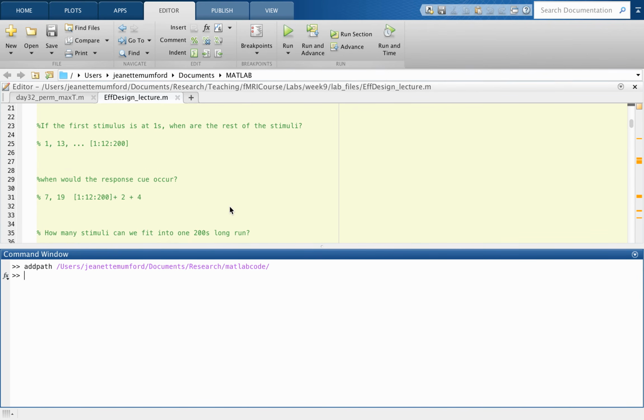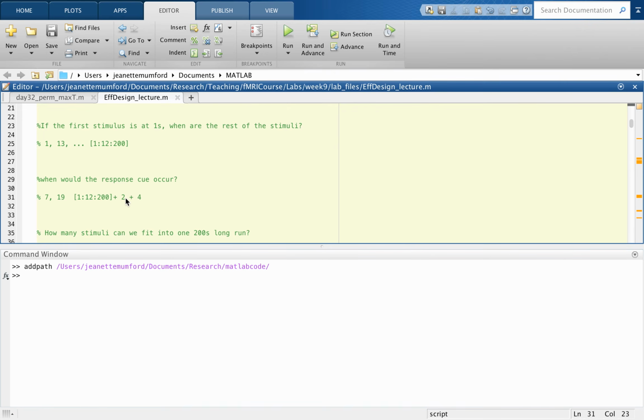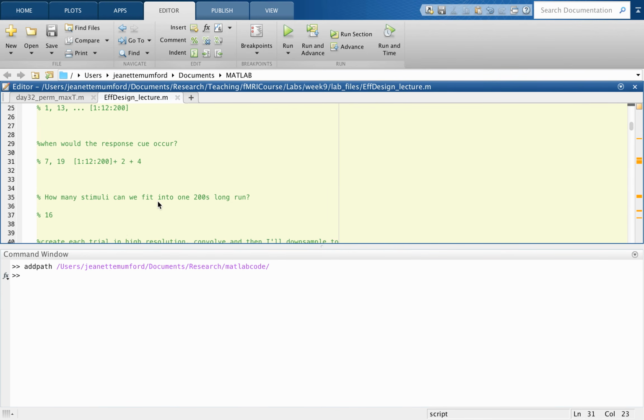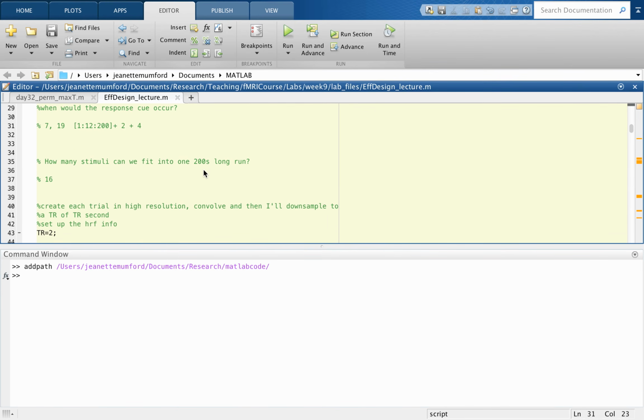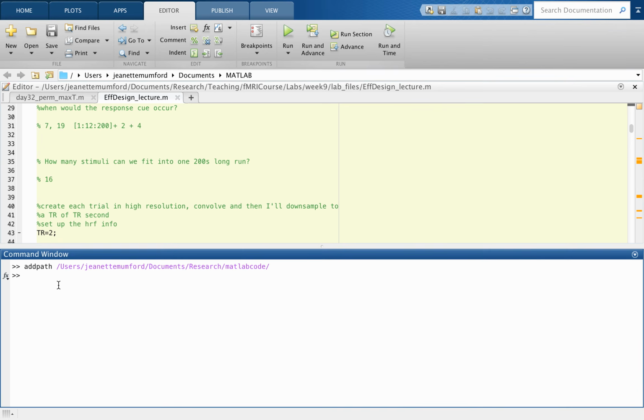And then to get the time that the response cue occurs, we're just going to take the 1 colon 12 colon 200, add the 2 seconds, which is the duration of the stimulus, and then add 4, which is the fixation. How many stimuli can we fit into a 200-second long run? You can do the math and figure that out. It's 16. Must be 200 divided by 12.